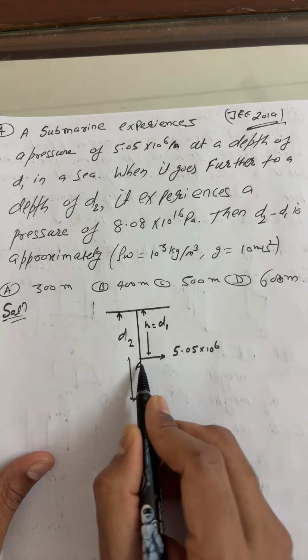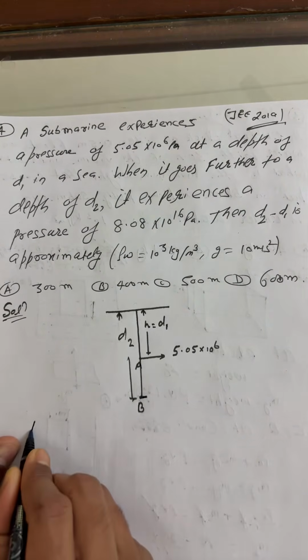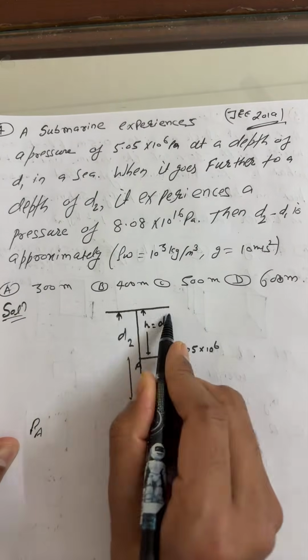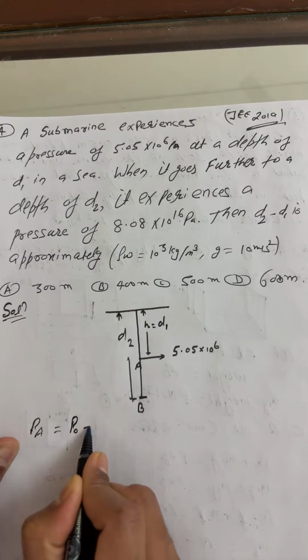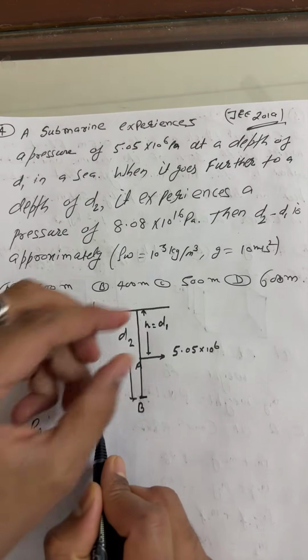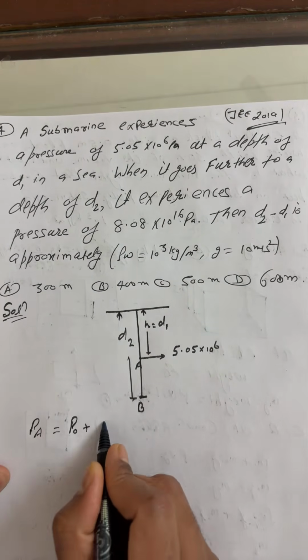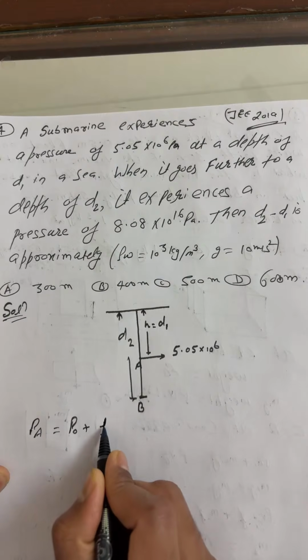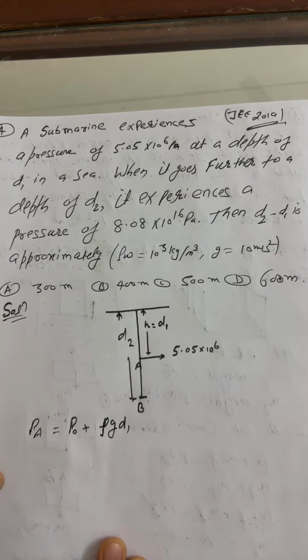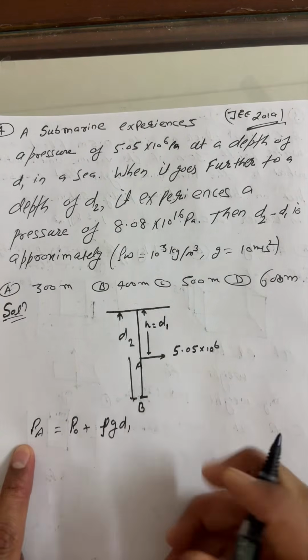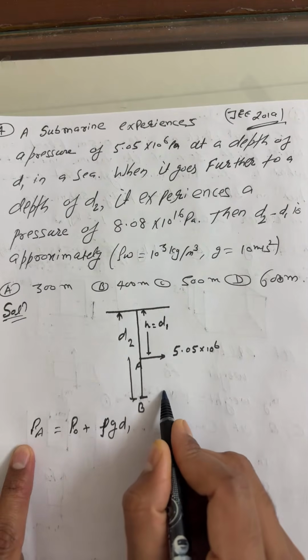So simply we can write the pressure at A. Here it is open to the atmosphere, so I'll write pressure P naught plus the pressure due to the liquid, which is rho g into D1. PA is already mentioned here as 5.05. PB, how much?